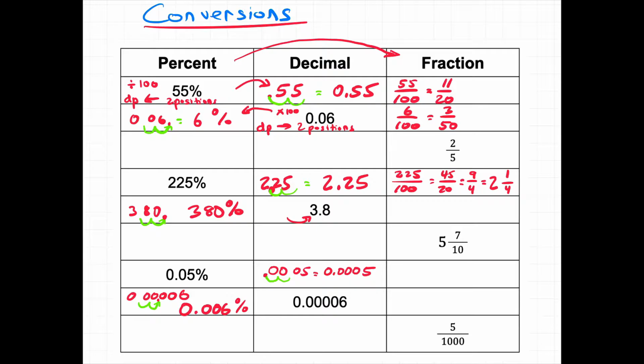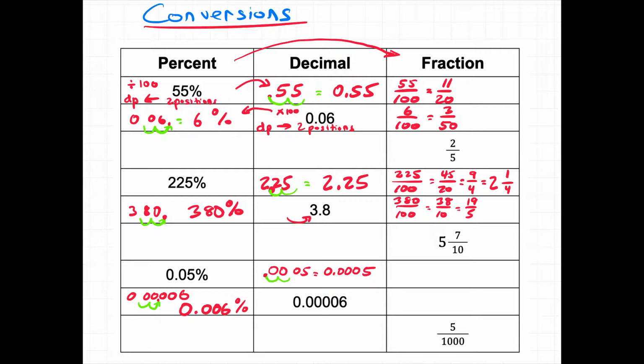Okay, the next one is also a percentage greater than 100. We have 380%, so that would be 380 over 100. I can see that they both end in 0, so I would divide them both by 10. I have 38 over 10. They both end with an even number, so now I have 19 over 5 when I divide both of those by 2.